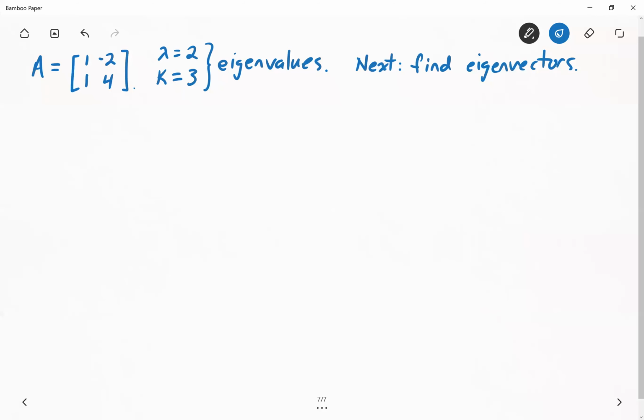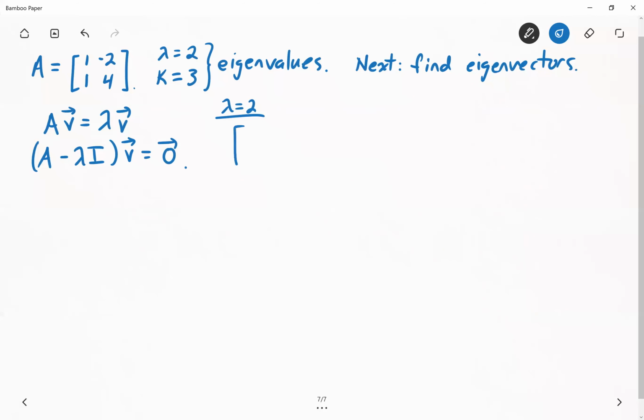Right, so remember that we have the equation, for instance, for the first one, A times some vector V equals lambda times some vector V. We can rewrite that as A minus lambda times I times a vector V equals the 0 vector. So sure enough, that's exactly what we're going to write. And I'll take the first case, where lambda equals 2. Matrix A minus lambda I turns into 1 minus 2, minus 2, 1, and 4 minus 2, times some vector V, V1, V2, equals the 0 vector.